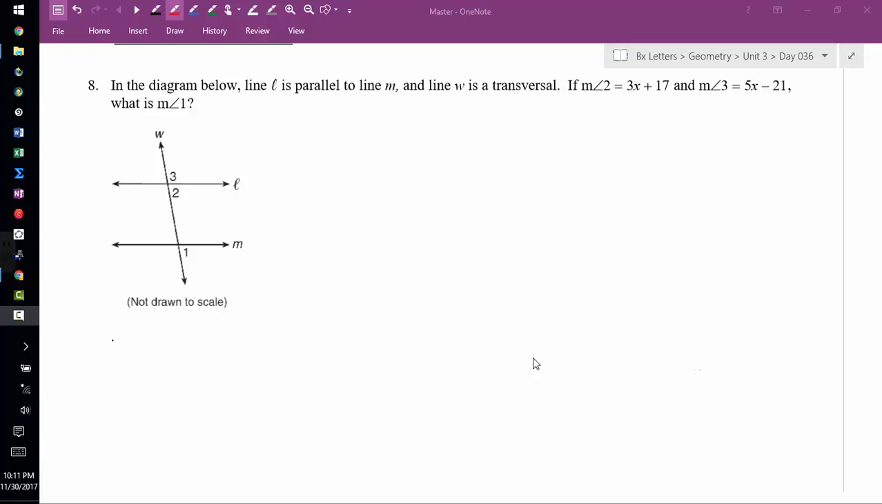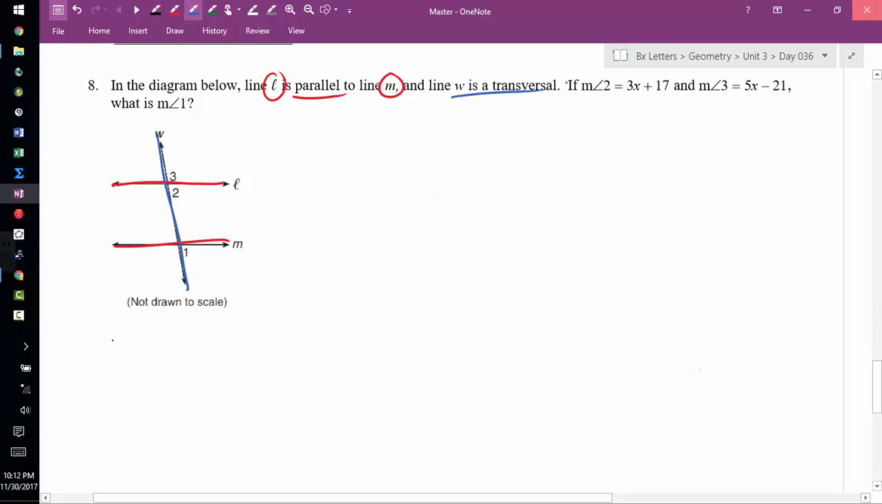Problem 8, getting to the end. Here, it's another parallel line problem. L is parallel to M, and this other line, W, is the transversal. Hey, they even told us. They're going to tell us angle 2 and angle 3. So they're going to tell us this thing and this thing.